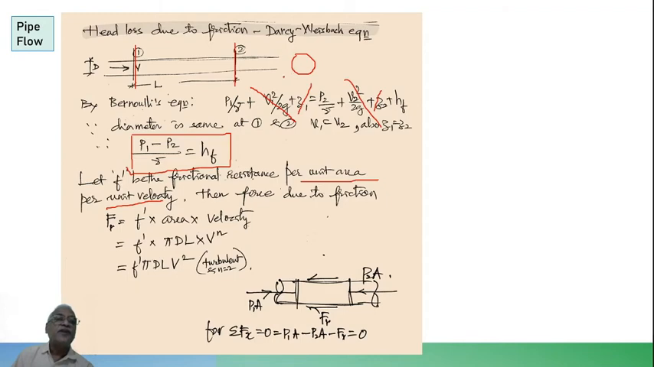Peripheral, there will be area, that is pi dl. Pi d is circumferential length multiplied by L gives you that circumferential area, cylindrical area, so that is pi dl. The fluid is in contact with all that area, that's why it is pi dl.